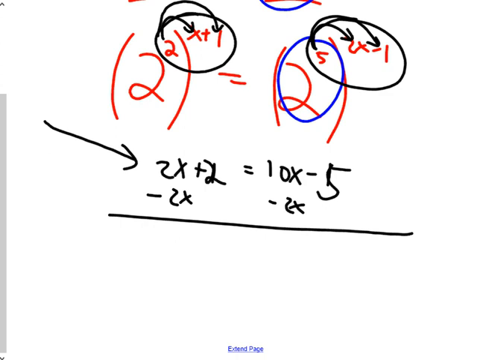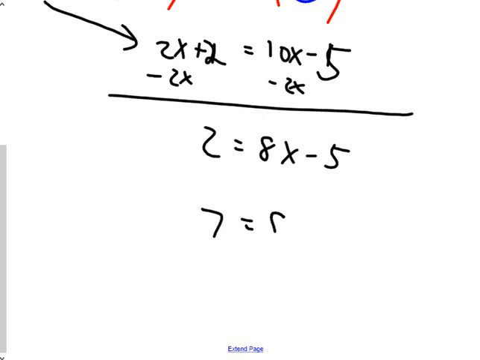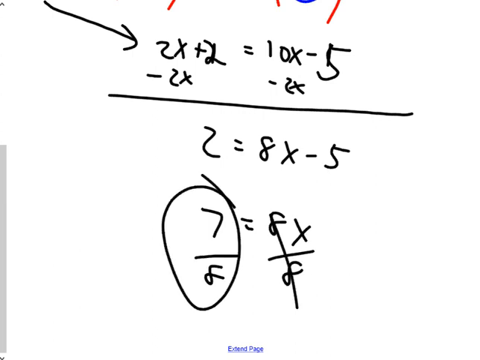See if you can solve it from there. Get a final answer. And the x is like negative 2/3 or whatever. Solve it. See what you get. Did you get 7/8? Raise your hand if you did.